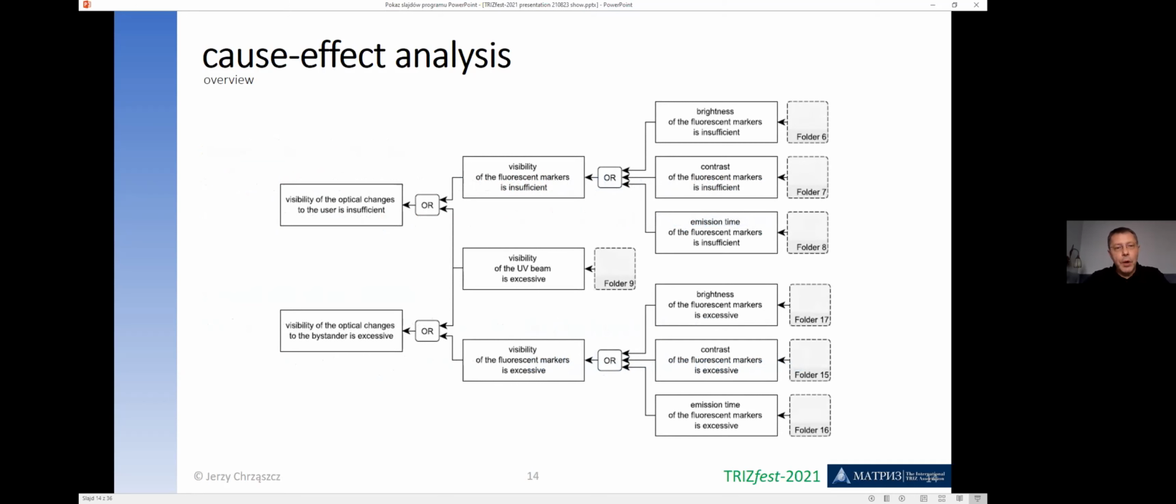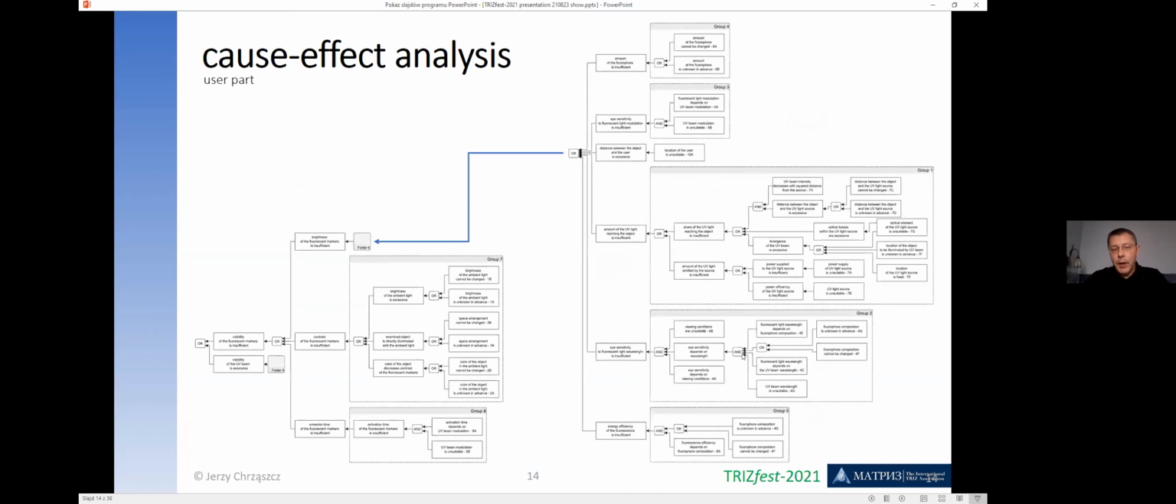Now, this is an overview of the cause-effect diagram with its user-related part and bystander-related part, each of them having branches referring to visibility of the markers and visibility of the UV beam. We consider excessive visibility of the UV beam in the user part because it may decrease the effectiveness of the detection, and also in the bystander part because it may disclose the detection, reveal it. Each of these branches is further analyzed in terms of brightness, contrast, and emission time.